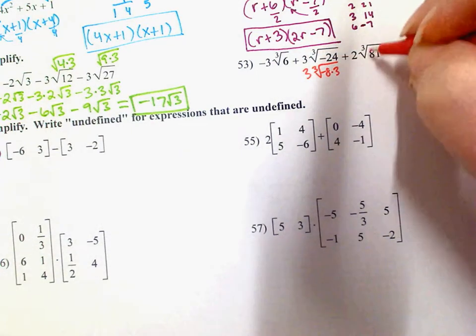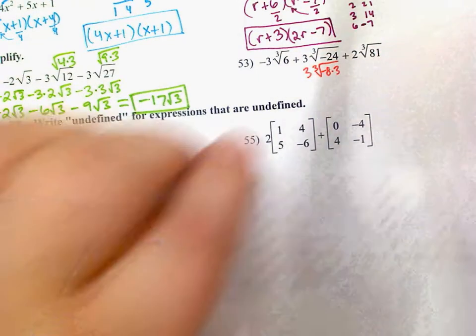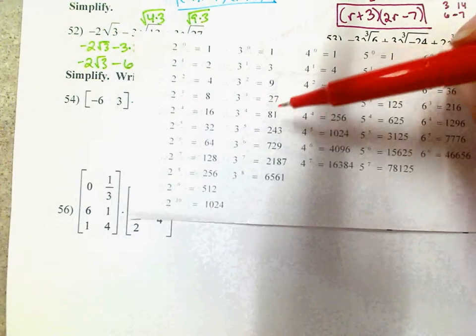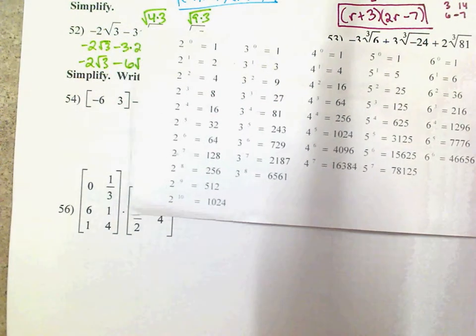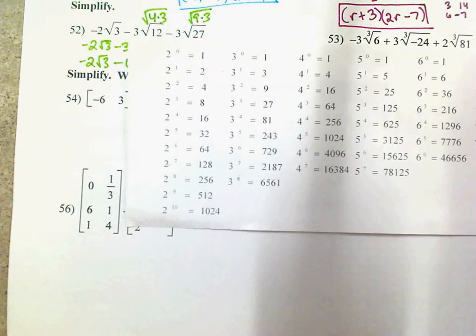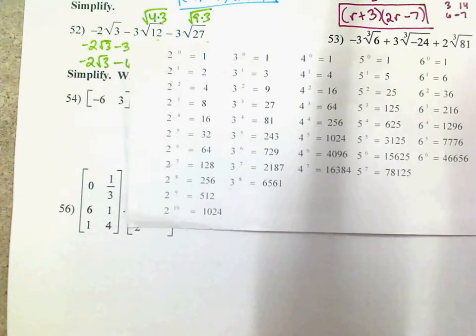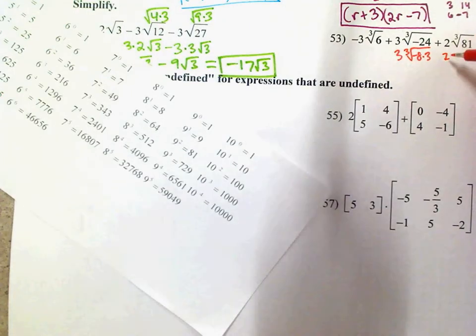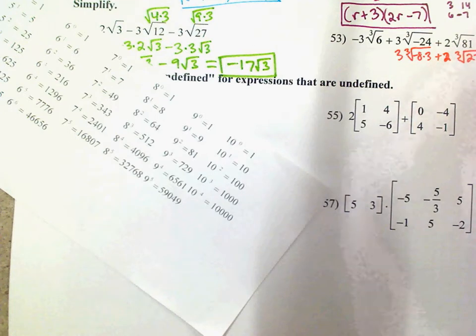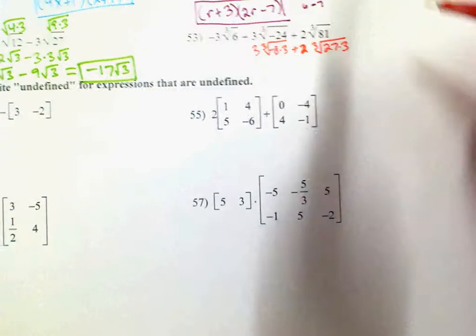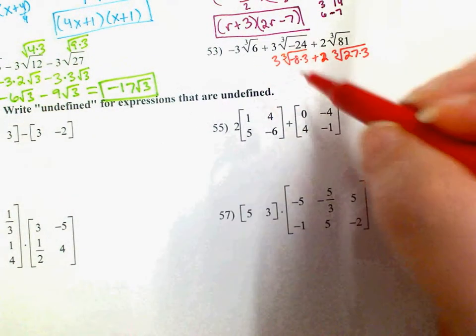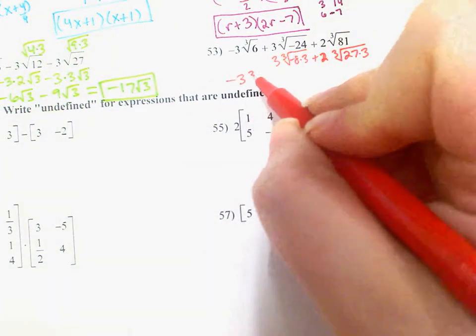And 81 is actually 3 to the 4th, so you can look at it a couple different ways. You can think of it as the cubed root of 3 to the 4th and simplify like we did with the radicals before, or you can think of it as 27 times 3, because the cubed root of 27 is 3. So I've got negative 3 times the cubed root of 6.